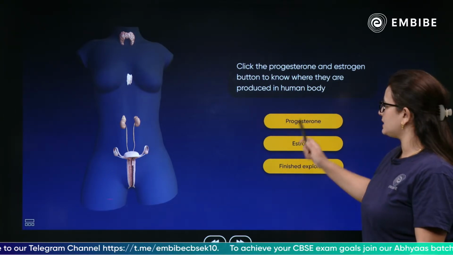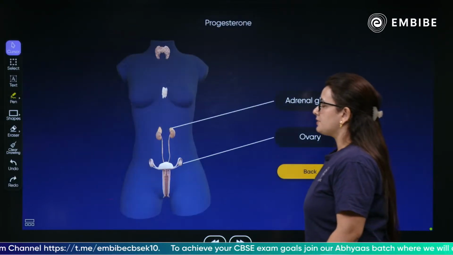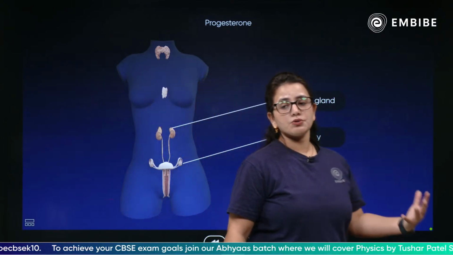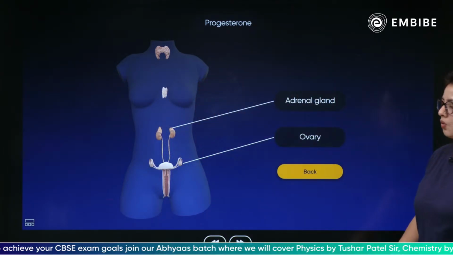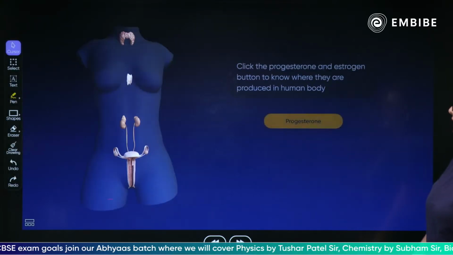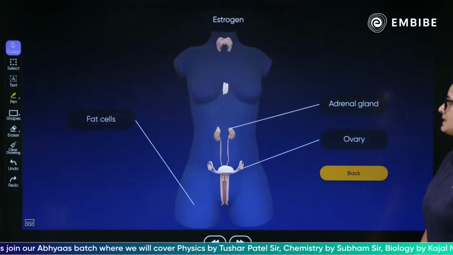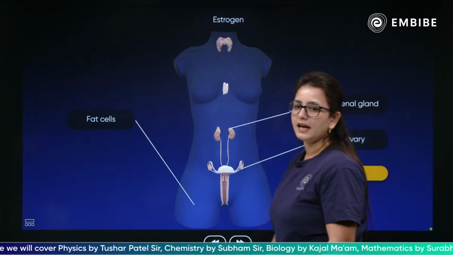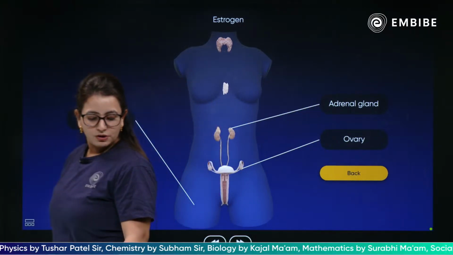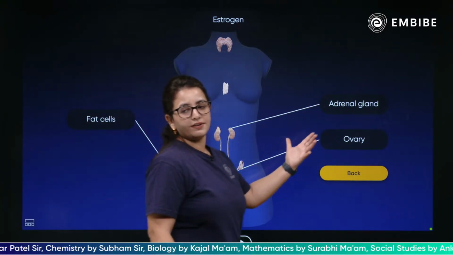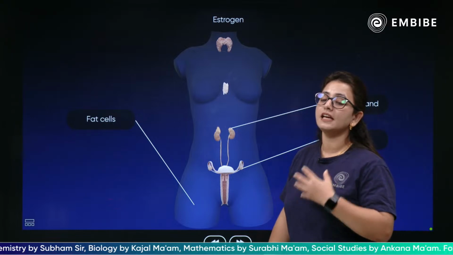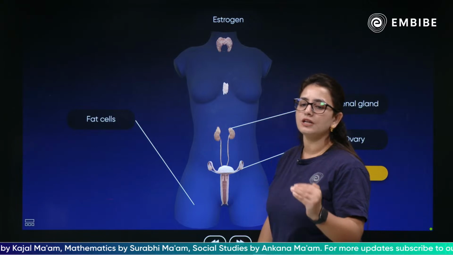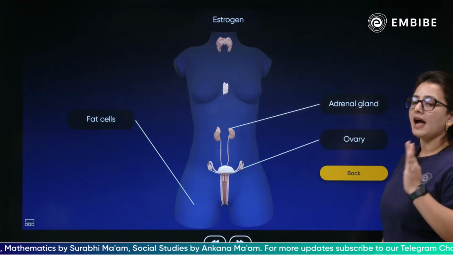their function is. Let's first discuss progesterone, which is of course another female sex hormone. It is produced by the adrenal gland and of course the ovary. And going back to estrogen, it is secreted by the adrenal gland, the ovary and some fat cells. Estrogen impacts the fat cells, and of course the adrenal gland and ovary are responsible for the production of estrogen.